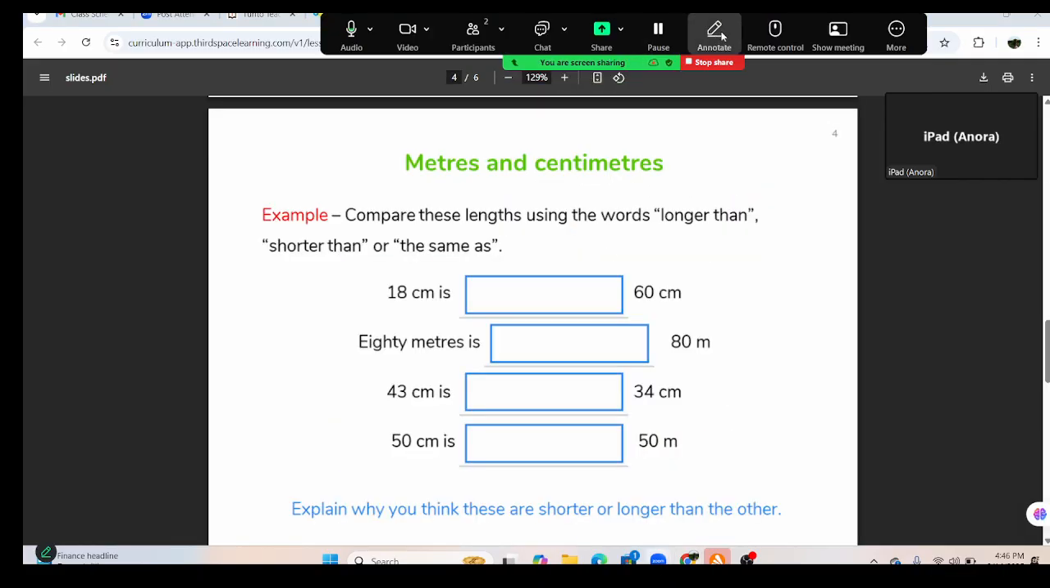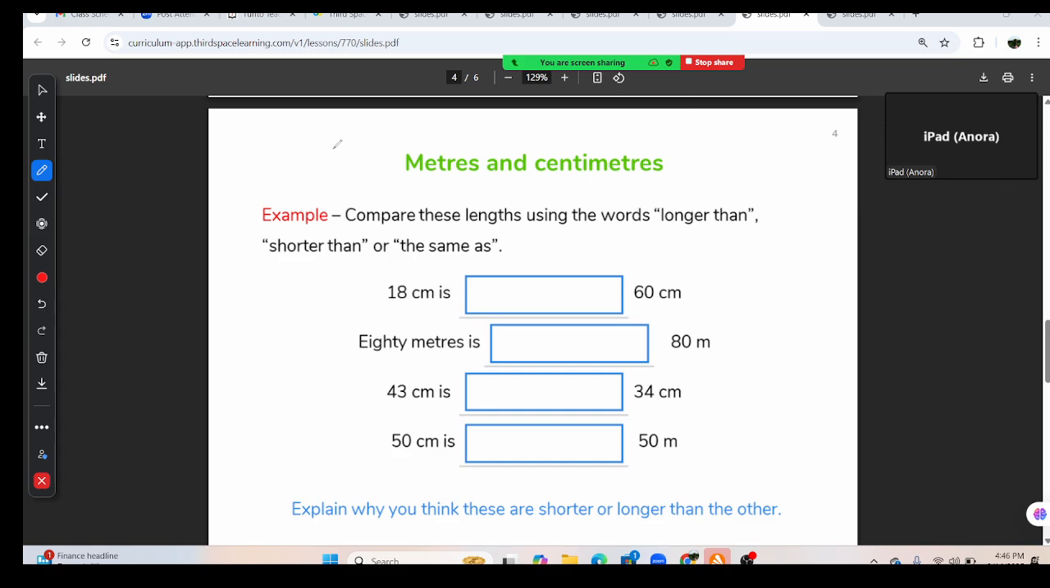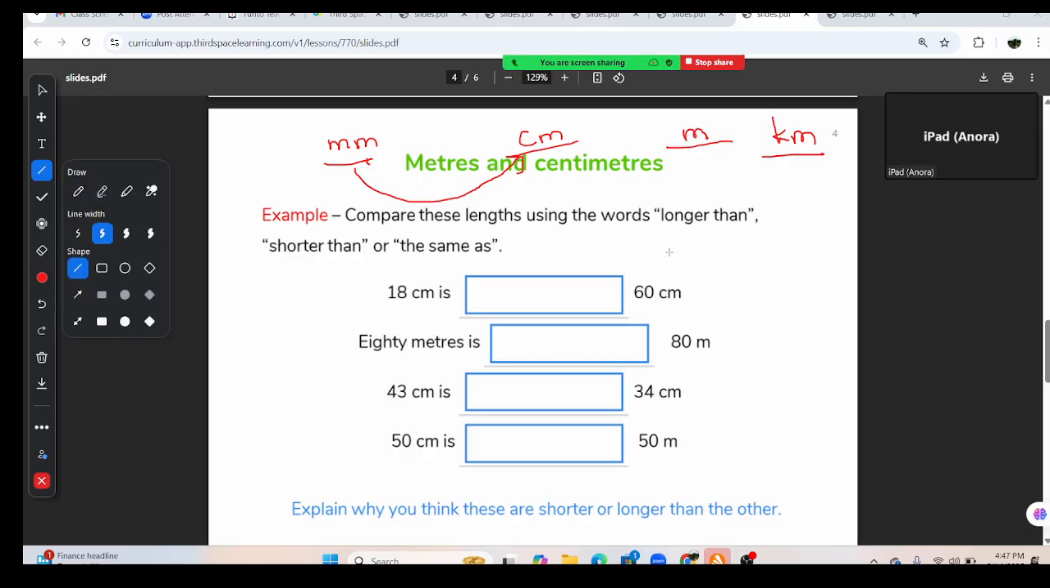Before this, let me tell you one thing. First, we have millimeter, then we have centimeter, then we have meter, and then we have kilometer. Okay, there are other units as well, but we need to mainly focus on these. Did you learn other units too at school other than millimeter, centimeter, meter, and kilometer? No. Okay.